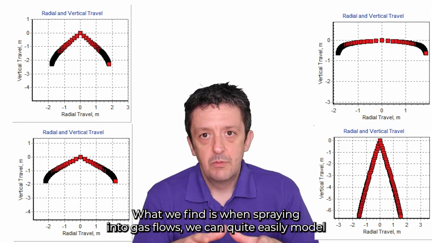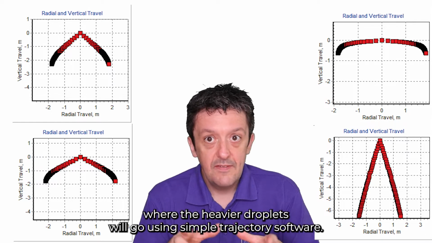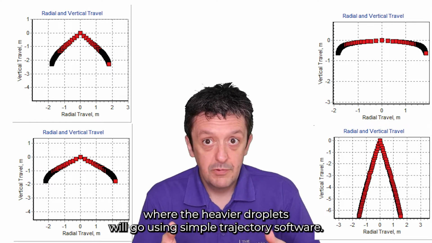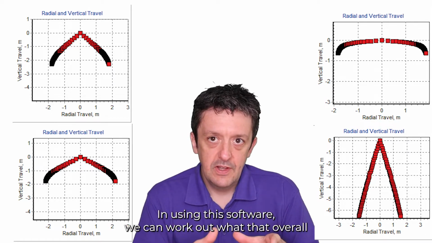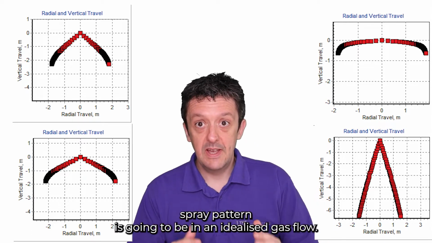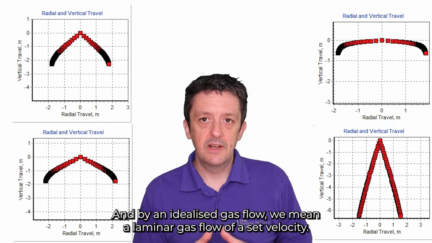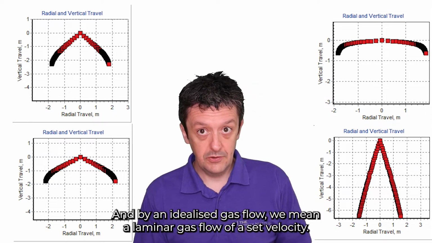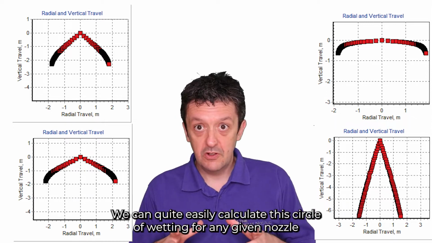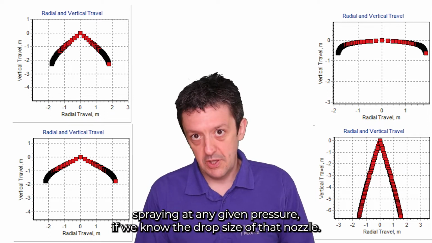What we find is when spraying into gas flows, we can quite easily model where the heavier droplets will go using simple trajectory software. Using this software, we can work out what that overall spray pattern is going to be in an idealized gas flow. By an idealized gas flow, we mean a laminar gas flow of a set velocity. We can quite easily calculate this circle of wetting for any given nozzle spraying at any given pressure if we know the drop size from that nozzle.